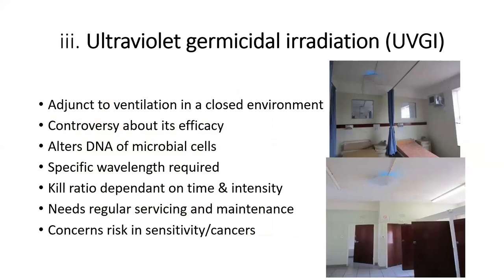UV lights, ultraviolet germicidal irradiation, are an adjunct to ventilation. It is an additional ventilation in a closed environment. It alters the DNA of microbial cells, and it requires a specific wavelength. The kill ratio depends on the time and intensity, and it needs regular servicing and maintenance. Of concern is the controversy about its efficacy, because it is a bulb-like thing that you put in an enclosed place, like an MDR ward. Also of concern are the risks of eye sensitivity and cancer.